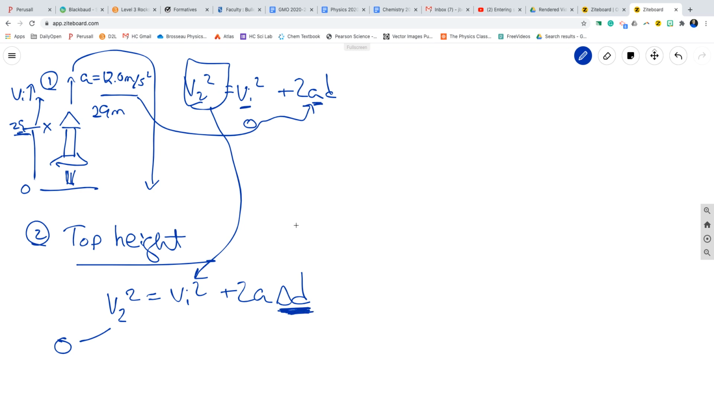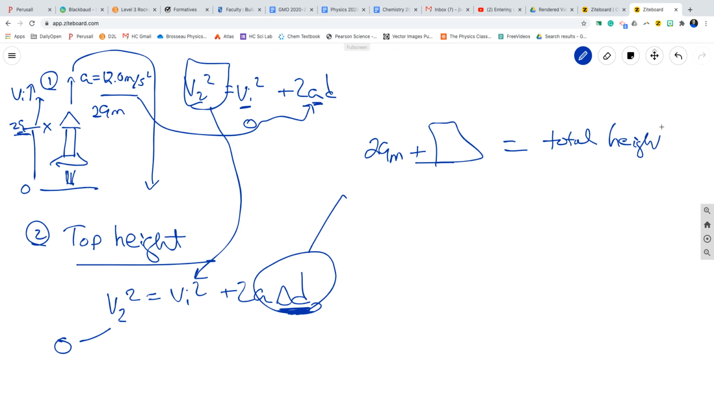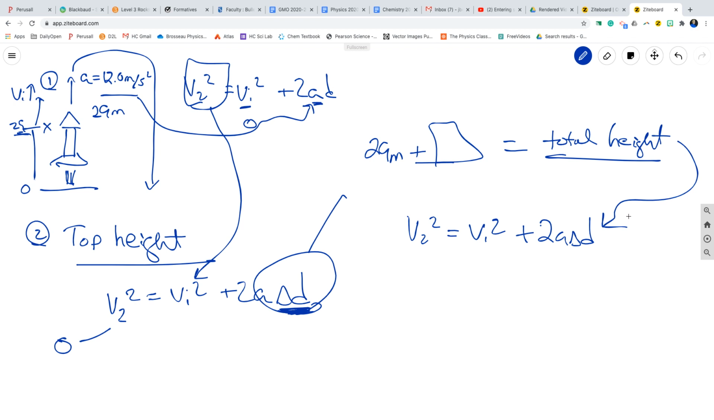That makes sense? And then you're going to take this number and add 29 meters, because we knew that he started accelerating at 29 meters. Add that to whatever this number is, and that's going to be your total height. But we're still not done, because once we know the total height, we have to do basically a free fall problem, right, where v2 squared equals v initial squared plus 2a delta d.